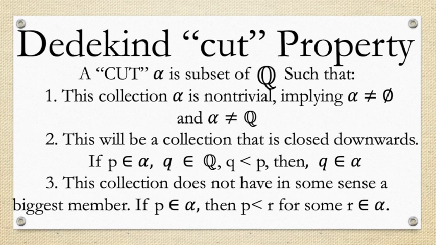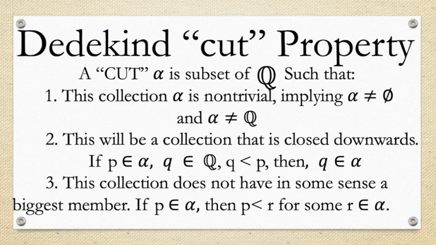For the second property, this will be a collection that is closed downwards. If p is an element of alpha and little q is an element of the set of rational numbers, and q is less than p, then q is an element of alpha. This means it is closed downwards or closed to the left. The third property, on the other hand, is that this collection does not have, in some sense, a biggest member. If p is an element of alpha, then p is less than r for some r element of alpha.